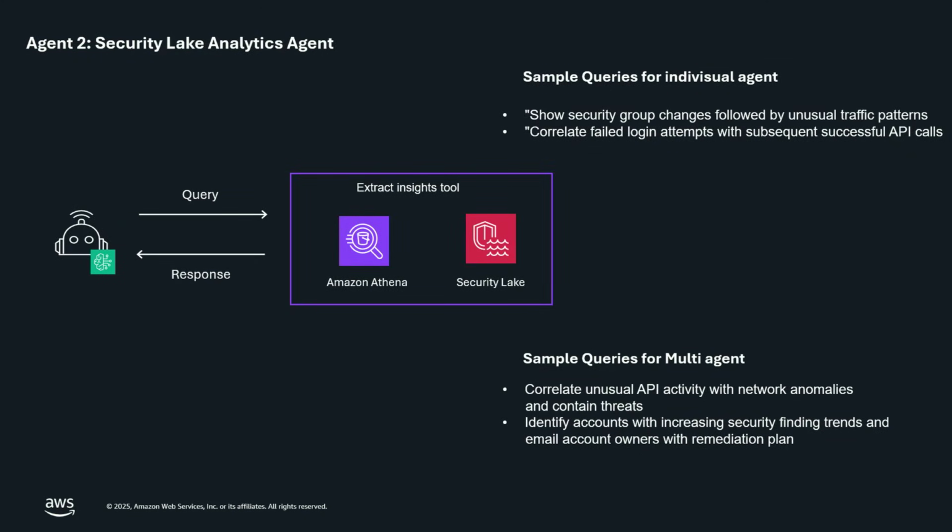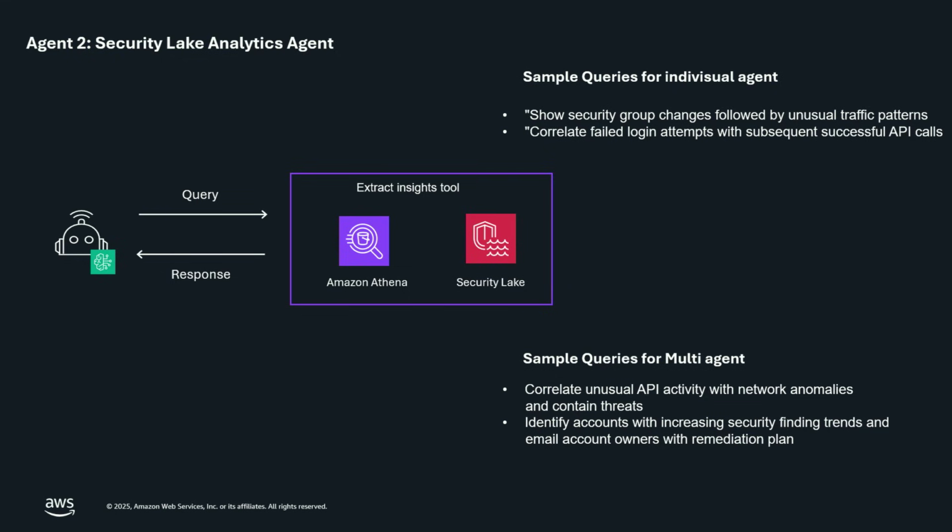The way this agent is going to work is it's going to use Amazon Athena, a serverless interactive query service that lets us run SQL queries directly on all the data sources we have in our security lake. The agent is able to take a specific prompt and convert natural language. For example, if we look up at the screen, we're saying show security group changes followed by unusual traffic patterns.